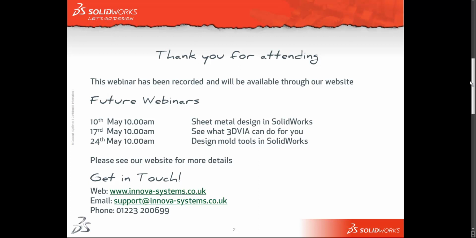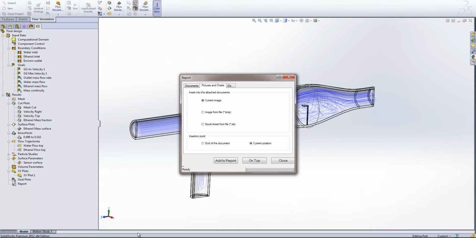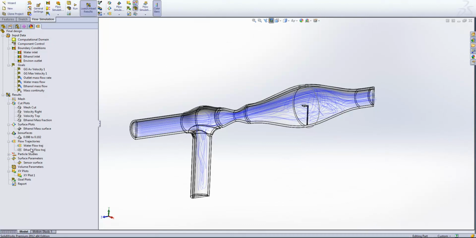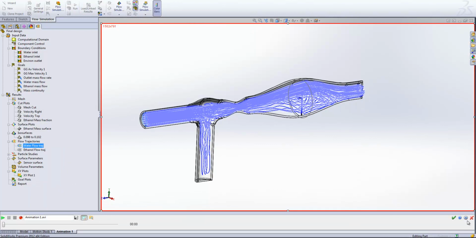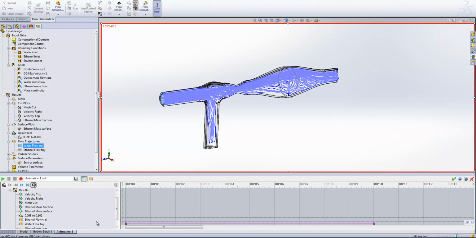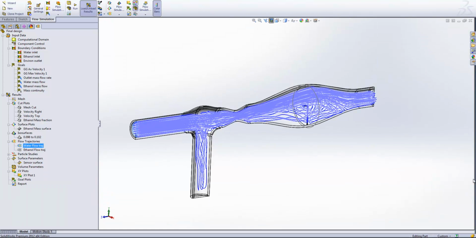So let's have a look at a few of these questions. First one we've got here is, can I save results as videos? The answer is yes, and it's very, very easy. If I close this report tool, we have the animation button available to us. If I select that, we get the standard SolidWorks animation interface come up on the screen. So then we can use this to animate all of our plots. We can also rotate the model around and zoom in, zoom out, etc., and record that animation for sending off to a customer or just for future reference.